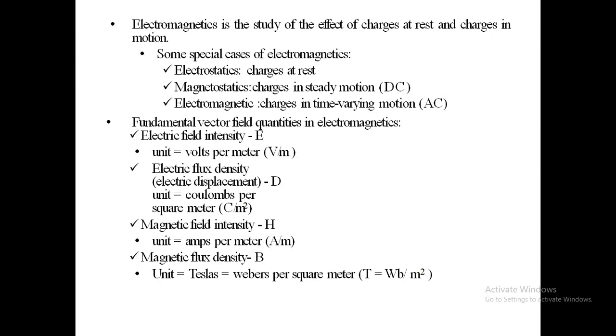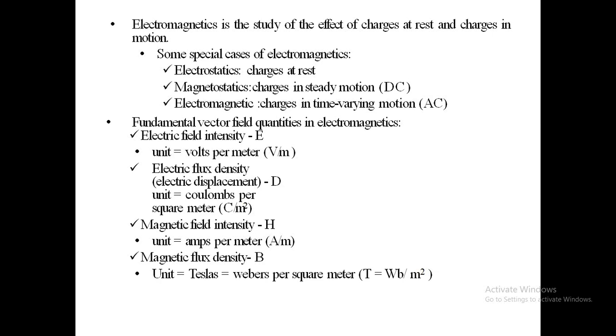Electromagnetics is generally the study of the effect of charges at rest and charges in motion. Some special cases of electromagnetics are electrostatics, that is charges at rest; magnetostatics, that is charges in steady motion, DC; and electromagnetics, which is charges in time varying motion, termed as AC.